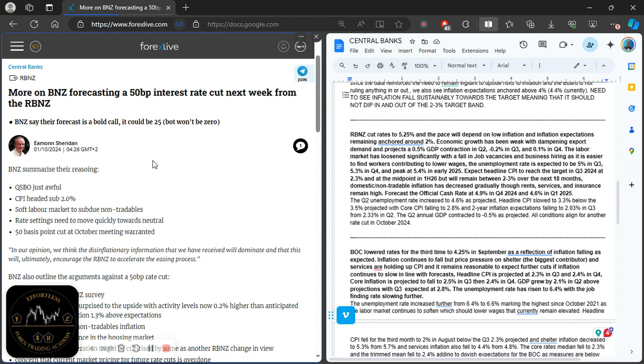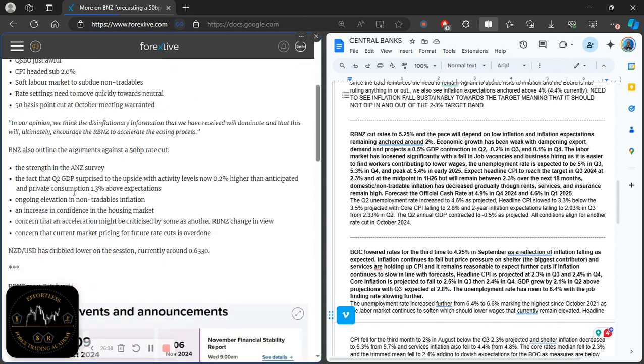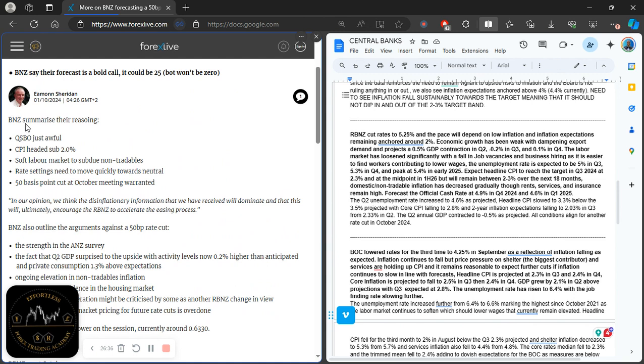So what we have here on the left side is, the heading reads as follows: more on BNZ forecasting a 50 basis point interest rate cut next week from the Reserve Bank of New Zealand, right? And they generally summarize their reasons why they're expecting that. CPI is headed sub 2%, soft labor markets to subdue non-tradables inflation, rate settings need to move quickly towards neutral, 50 basis point cut at October meeting warranted.